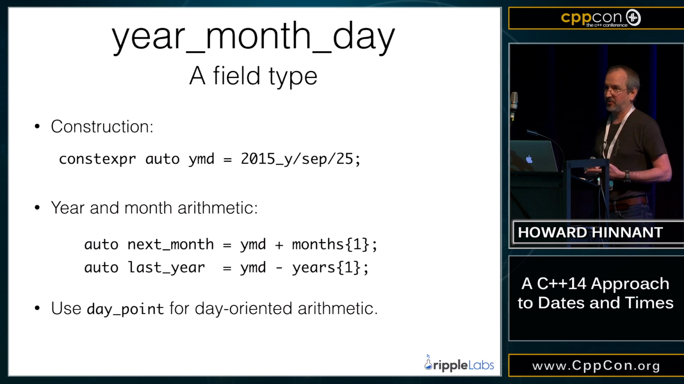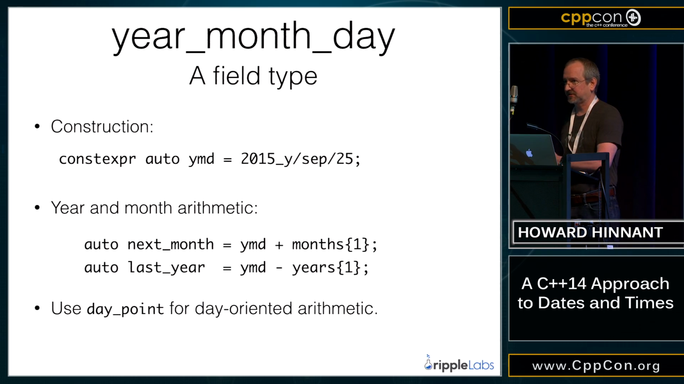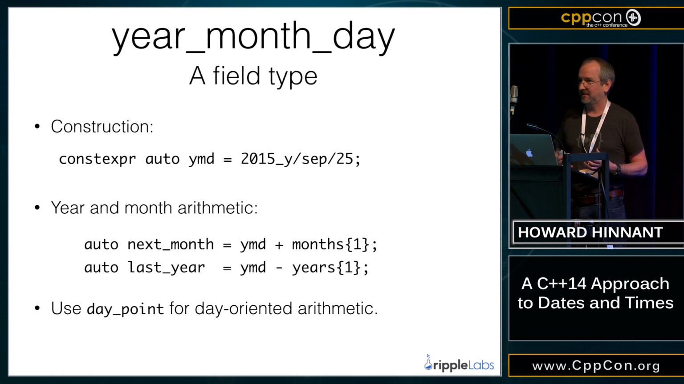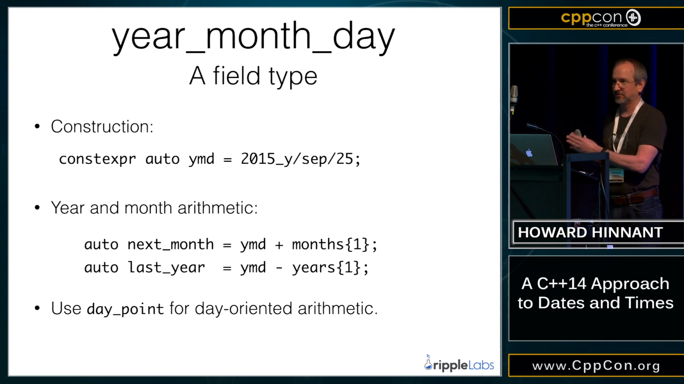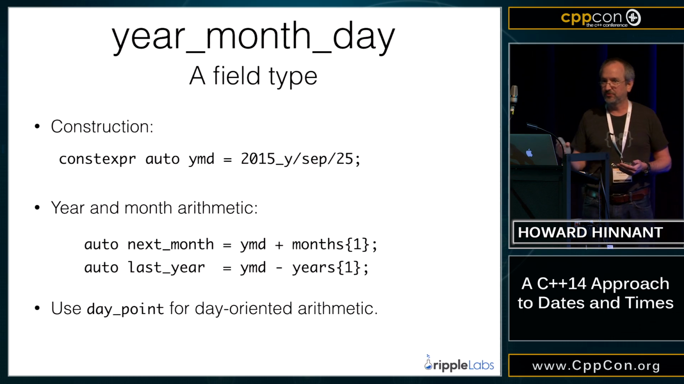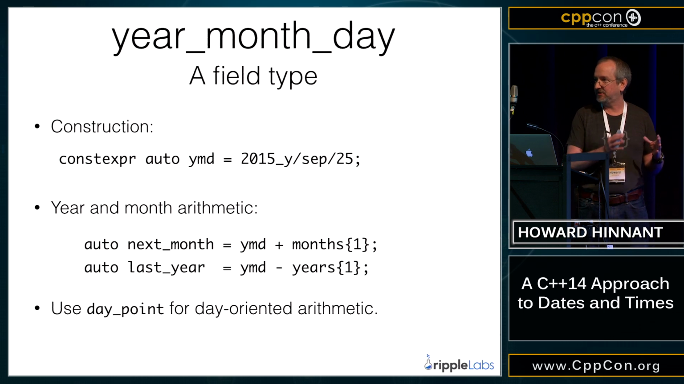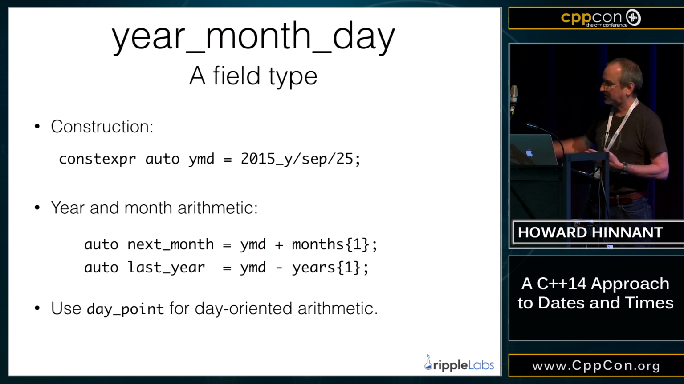If I allowed day_point arithmetic on a year_month_day type, it would have to convert to the serial type, do the arithmetic, and then convert back. And instead of hiding that expense, I'm making it very explicit that you have to convert to the serial type to do that type of computation. This is kind of like the difference between vector and deque, or vector and list. You choose which data structure is appropriate for the computations you want to do. If you need to do a lot of push fronts, vector is probably not the data structure you want to use. You would use deque or list or what have you. So the same sort of thing is going on here.